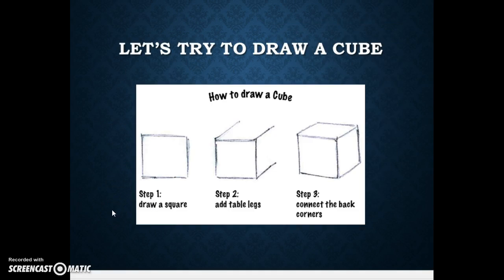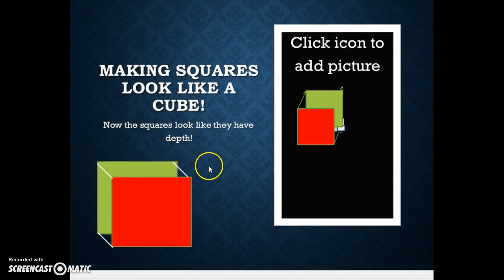So you could try to draw a cube. Step 1, you draw a square. Step 2, you draw the table legs. And then step 3, connect the corners of the back. So you just connect the back corners. Making squares look like a cube. Now the squares look like they have depth.